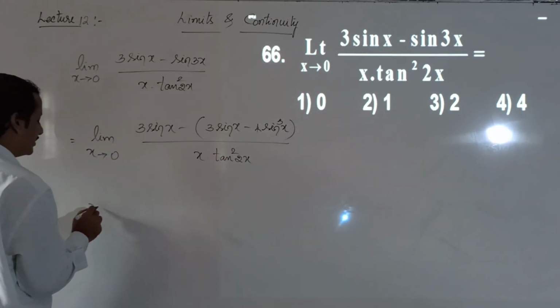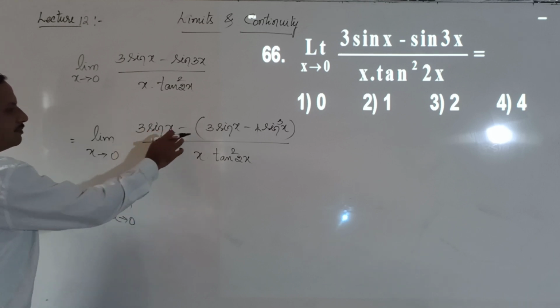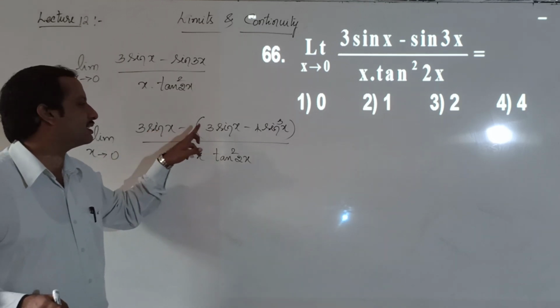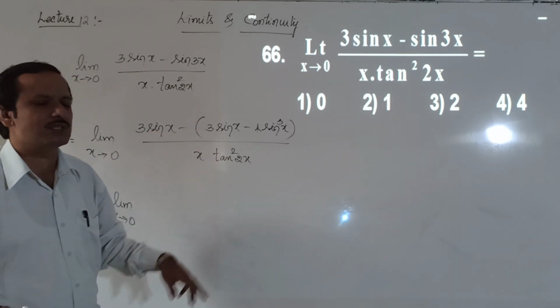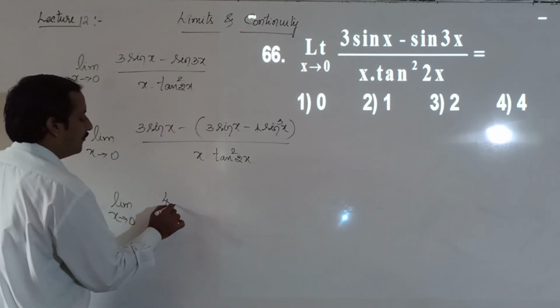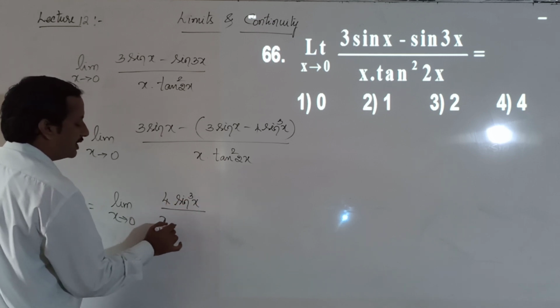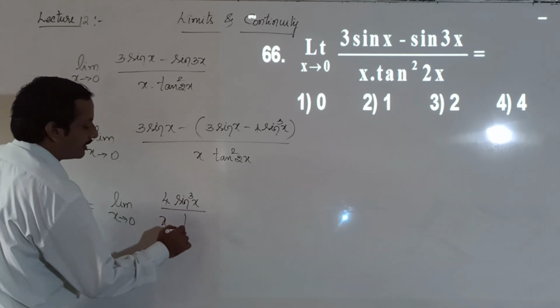Okay, that's equal to limit x tends to 0. Now here on simplification, this will give you 3 sin x minus 3 sin x plus 4 sin cube x. 3 sin x gets cancelled. So we will have 4 sin cube x divided by x into tan square 2x.